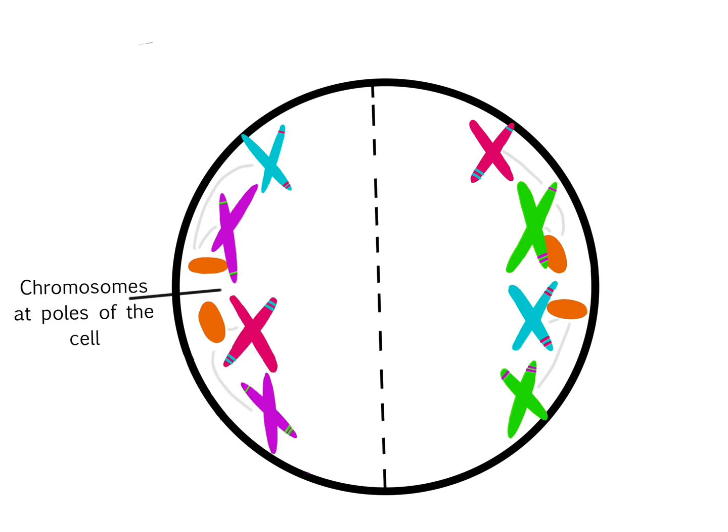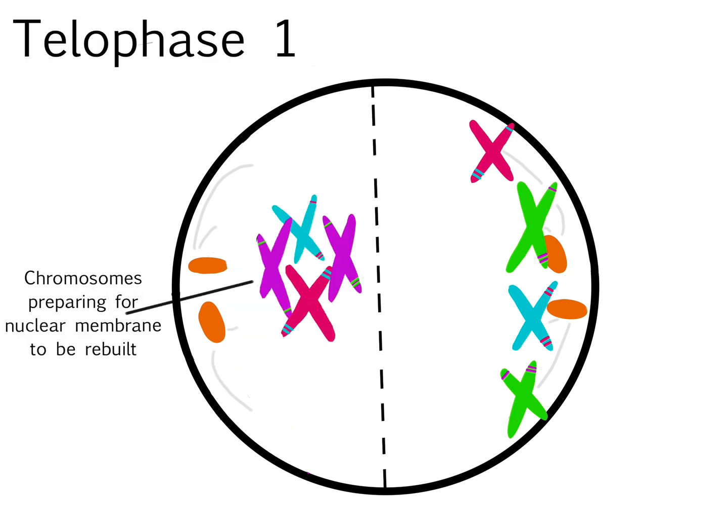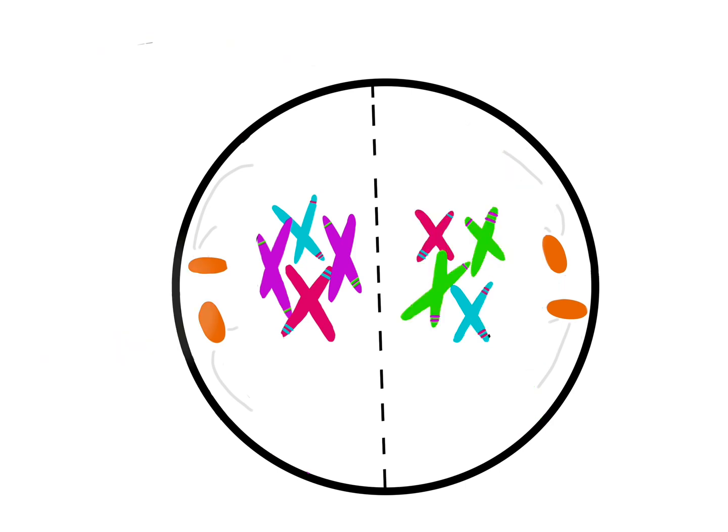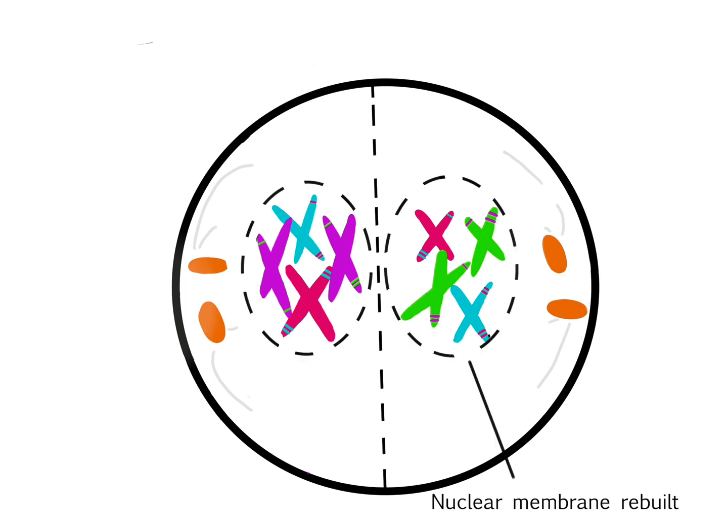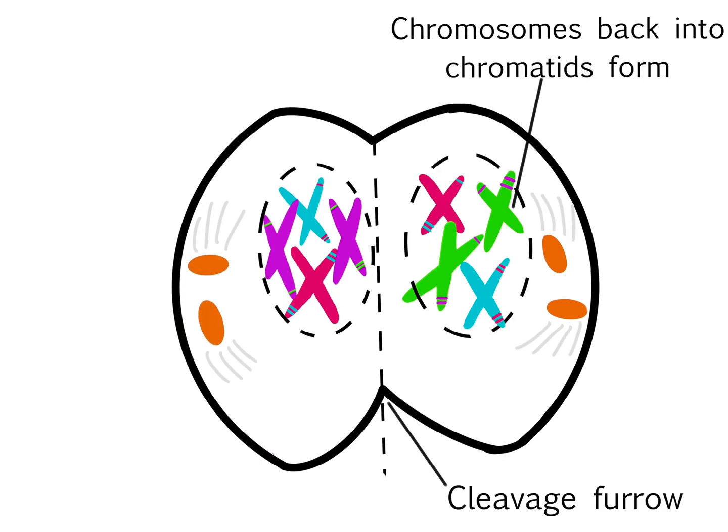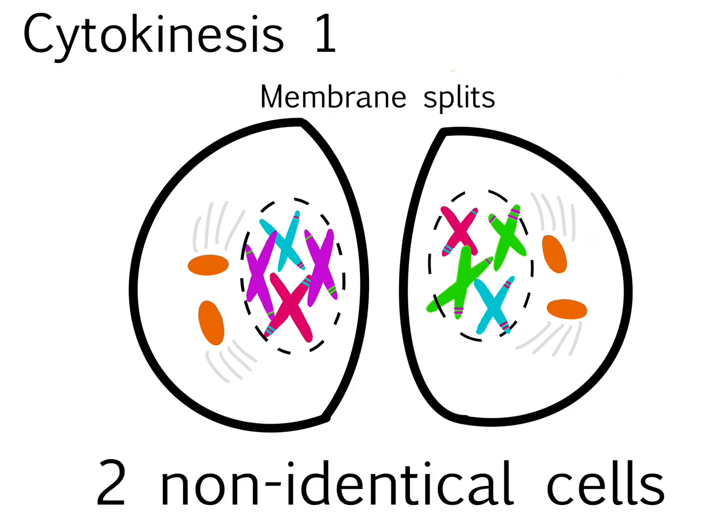Since the nuclear membrane has broken down, it is beginning to rebuild itself in telophase 1. The cytoplasm begins to furrow, and this is when we see the cleavage furrow appear, and the chromosomes return to chromatid form. In meiosis 1, cytokinesis 1 happens, where the cell membrane splits and the 2 separate cells become 2 non-identical cells. This is when meiosis 2 begins.